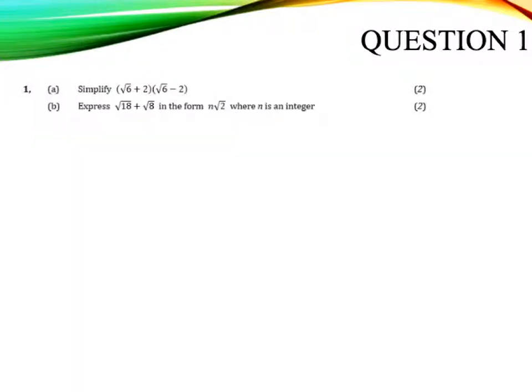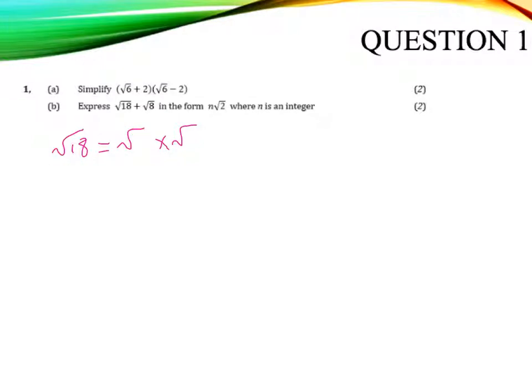Part B says express root 18 plus root 8 in the form n root 2. Okay, so the clue in the question is that it wants us to somehow simplify both root 18 and root 8 to look like some sort of root 2. So when we're simplifying surds, we remember that root 18 can be written as root something multiplied by root something else. And ideally what you're looking for is a square number, so a factor of 18 that's a square number, because that gets rid of one of our roots.